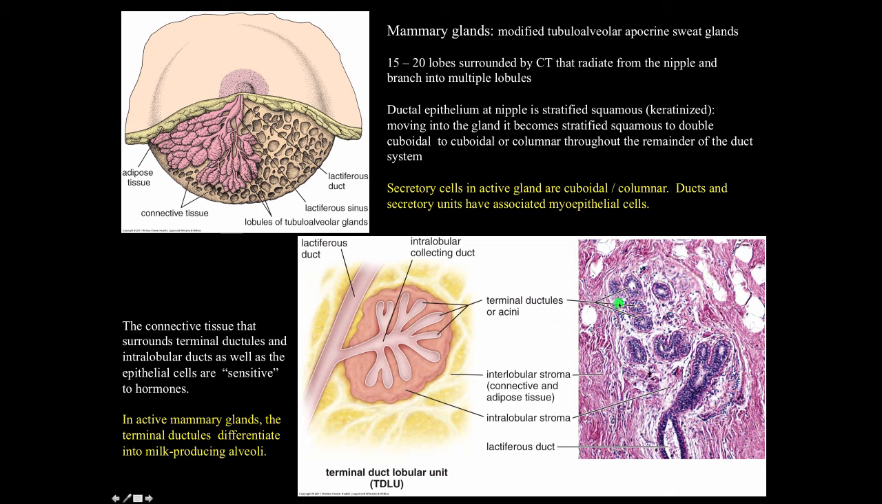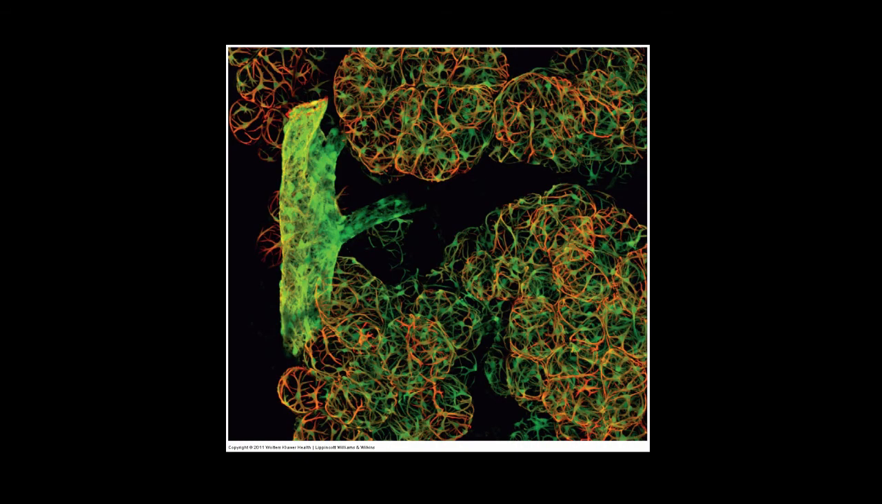This just shows a histological view. This is an inactive gland. You can see these terminal ductules or acini. These would not be actively secreting at this point in time. This is a pretty picture, but it is done with a monoclonal antibody to proteins in the myoepithelial cells. So it's showing that the secretory alveoli in the mammary gland are surrounded by these myoepithelial cells.